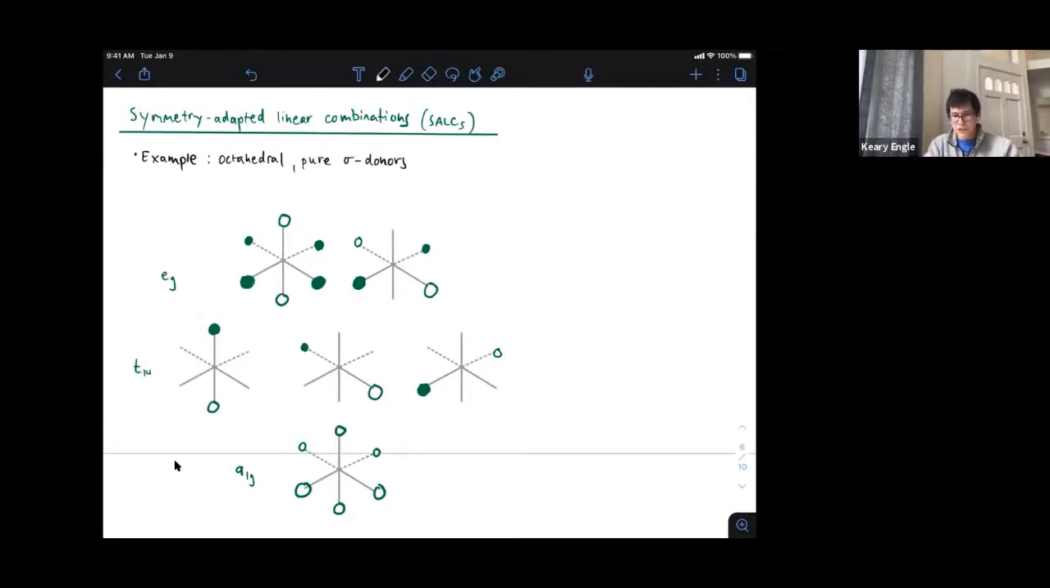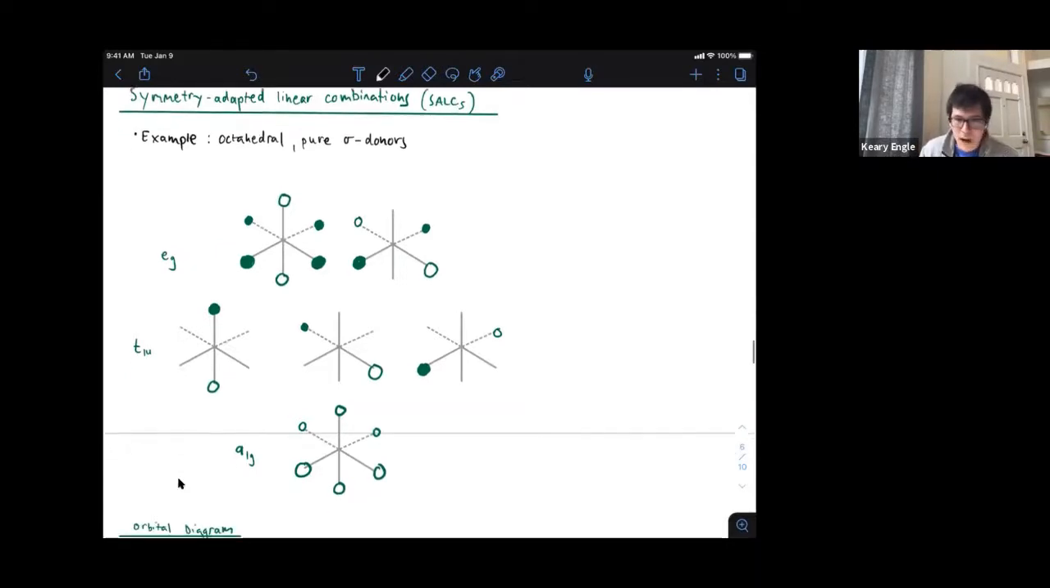So the first step in thinking about ligand field theory is to think about what are called symmetry adapted linear combinations of the ligand orbitals. We'll consider the simplest case, which is an octahedral set of ligands that are pure sigma donors and have no pi accepting capabilities, if that terminology is familiar to you.